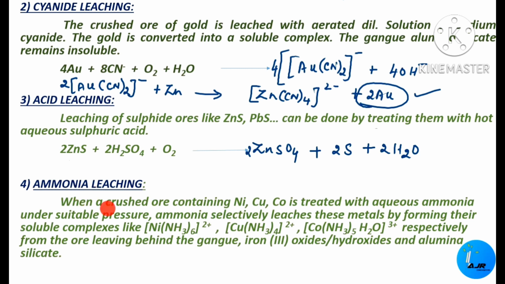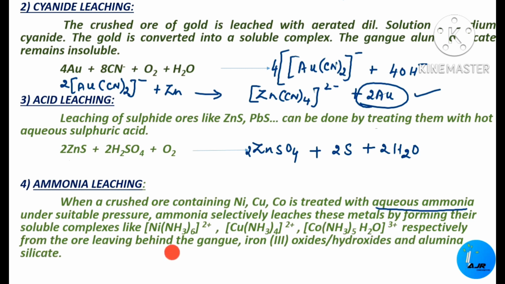The last process is ammonia leaching. Here, a crushed ore containing nickel, copper and cobalt is treated with aqueous ammonia under suitable pressure. The aqueous ammonia selectively leaches these metals, nickel, copper and cobalt, by forming their soluble complexes like Ni(NH3)6 2+, Cu(NH3)4 2+ and Co(NH3)5(H2O) 3+ respectively.